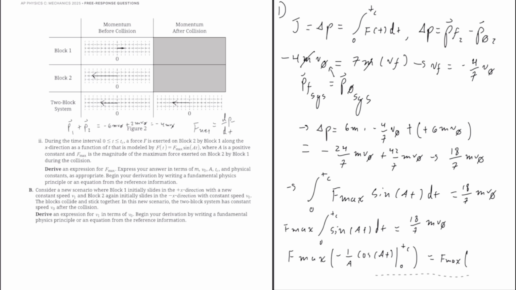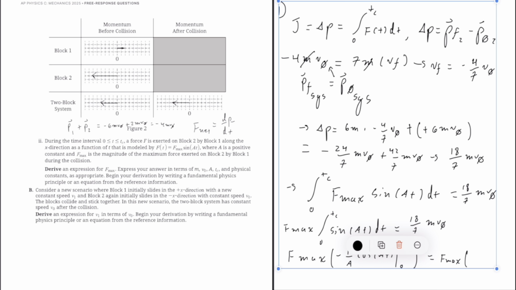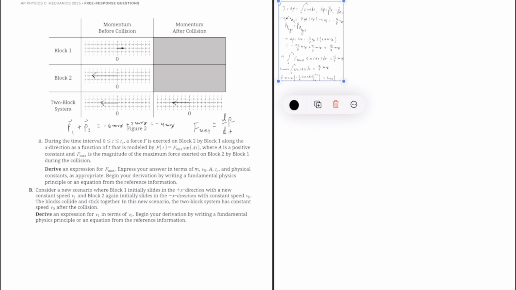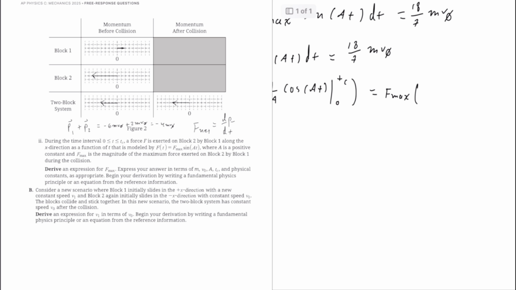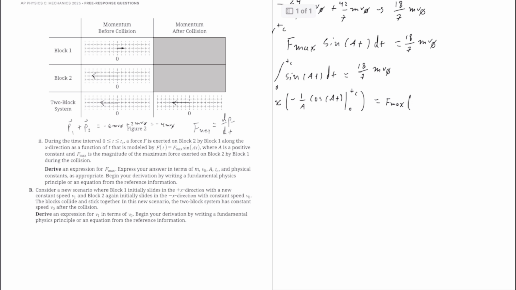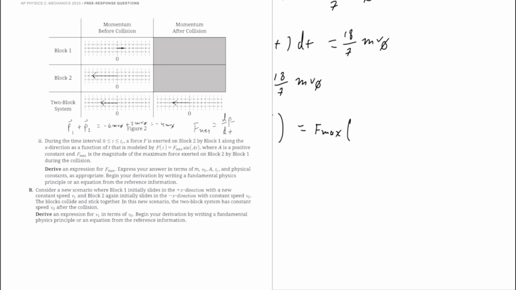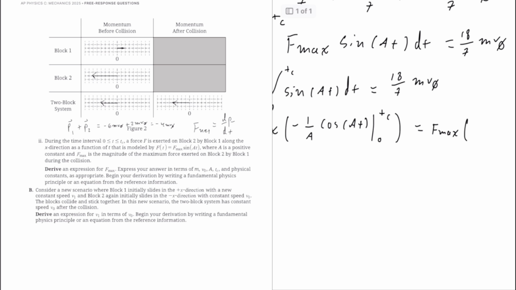So here's what I'm going to do, you guys. I'm going to select all and just scale it down a little bit, if you guys don't mind, and I'm going to zoom in a little bit. F max, and now I'm going to apply the negative, so I just switch my bounds. And then I'm going to change the integration bounds.